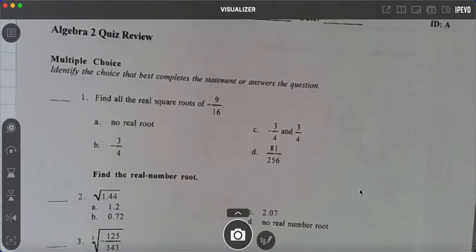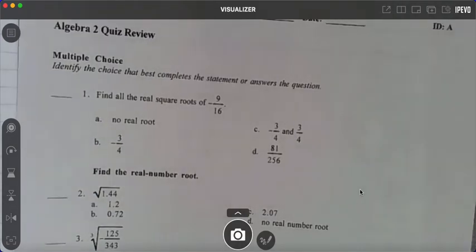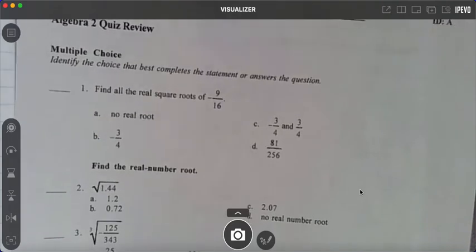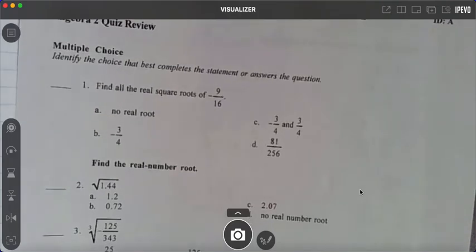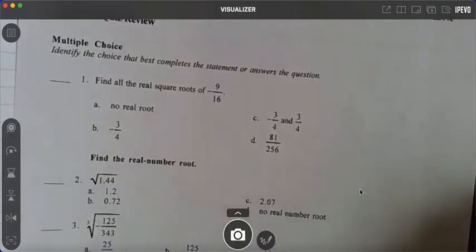It's just these roots. Now, this goes back to the first type of problem you learned. It says find all the real square roots of negative 9 over 16. Now, let me ask you this. No root because you can't take a square root of a negative. Very good. And it's the same exact one on your quiz.